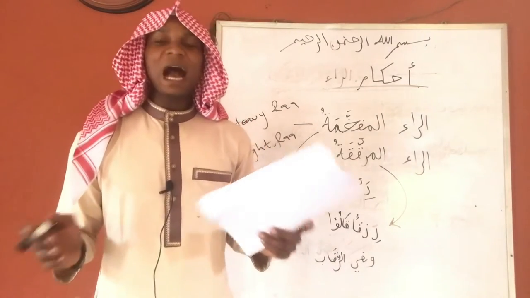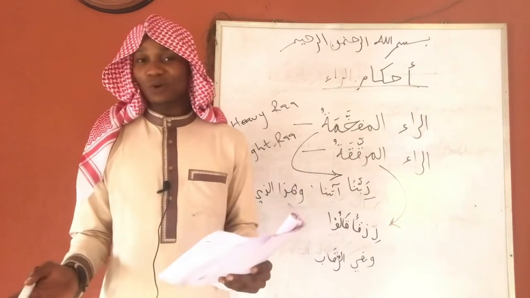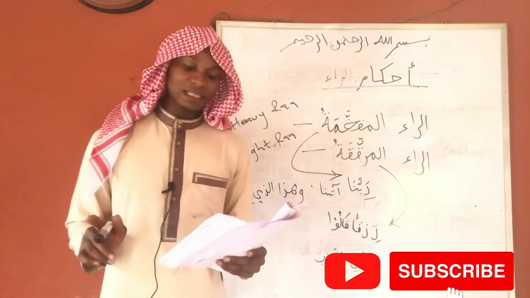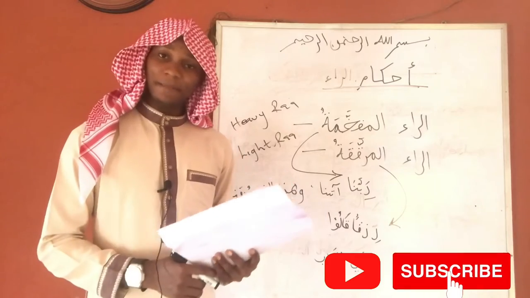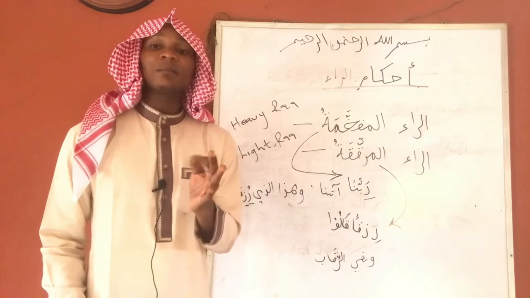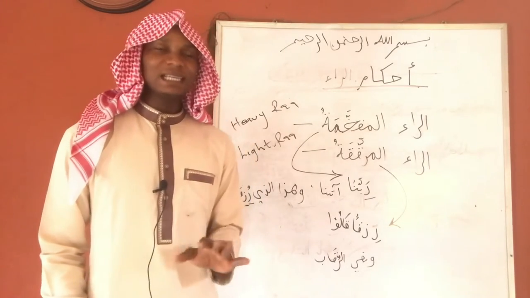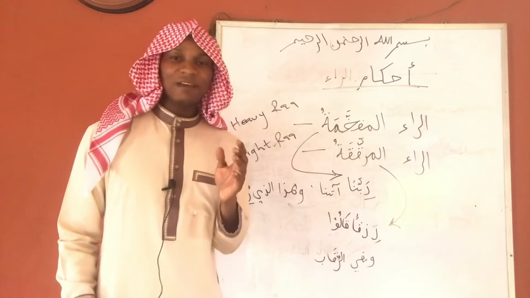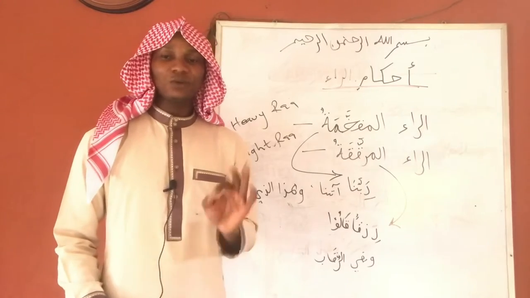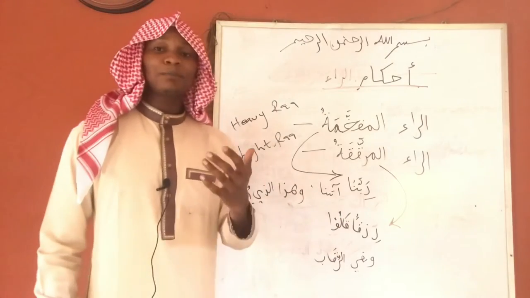So how are we to recite it, and when are we to know that it is the light Ra or the heavy Ra? It is the heavy Ra when the Ra is having the vowel fatha or dhamma. For example, when the Ra is having fatha, Rabbana. You see the way we are pronouncing it, Rabbana. So that is a heavy Ra. When it is having fatha or dhamma, you are going to pronounce it heavily. So the rule in there is Ra Al-Mufakhama, Rabbana.